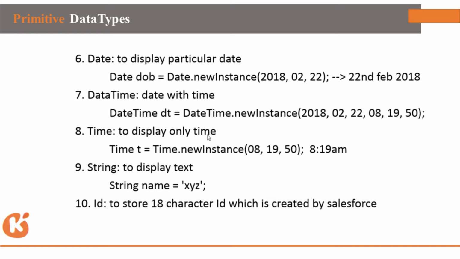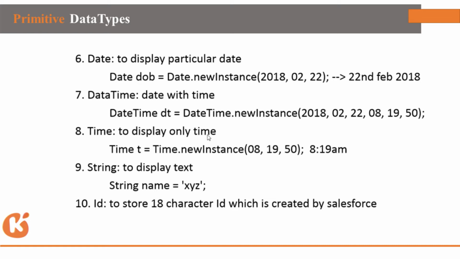If I want to store it along with the time, then go for datetime. So for datetime, the variable name I have taken is dt equals Datetime.newInstance of year, month, date, then hours, minutes and seconds: 8 hours, 19 minutes, 50 seconds. If you want to display only time, then go for the time data type. Time t equals Time.newInstance of 8 hours, 19 minutes, 50 seconds.